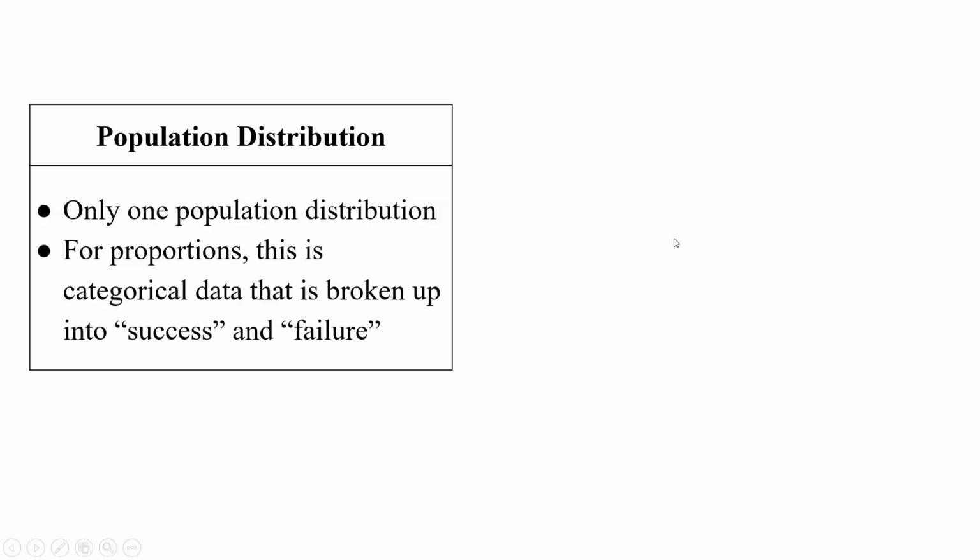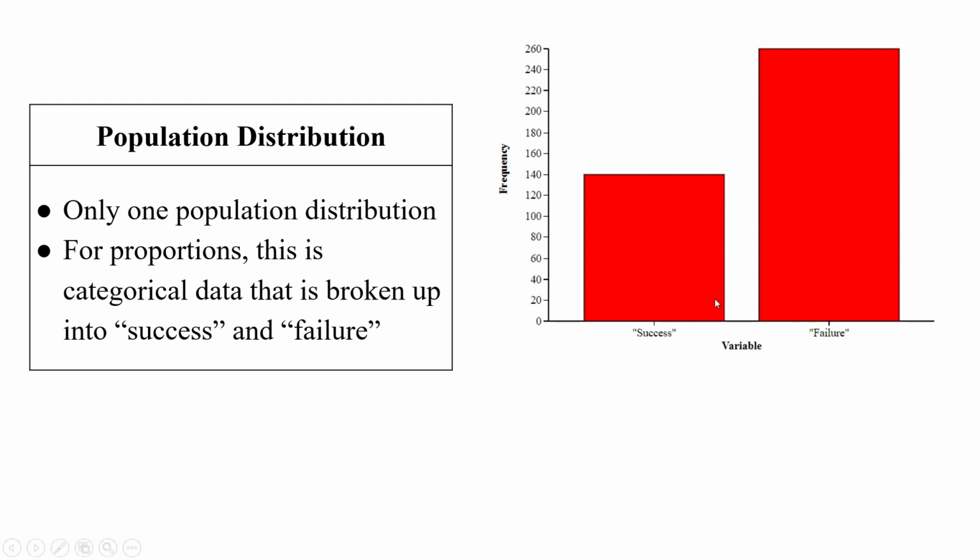For our population distribution, what we started on first, we talked about how there's only one population distribution, and that for proportions, this is categorical data that is broken up into a success and a failure. So the graph of a population distribution is a bar graph. Success, failure, whatever your variable is broken up. You have some sort of population size. So in this instance, our population size is 400, right? We have 140 successes and 260 failures.